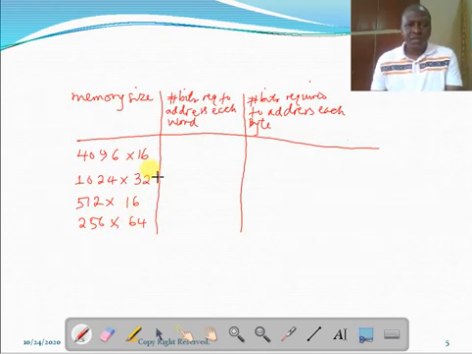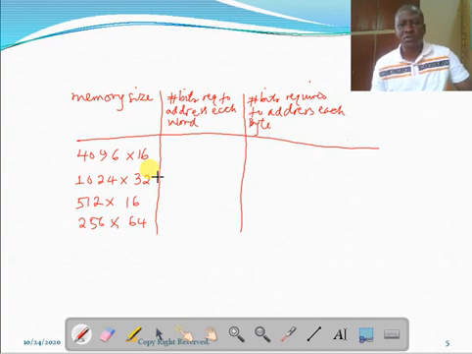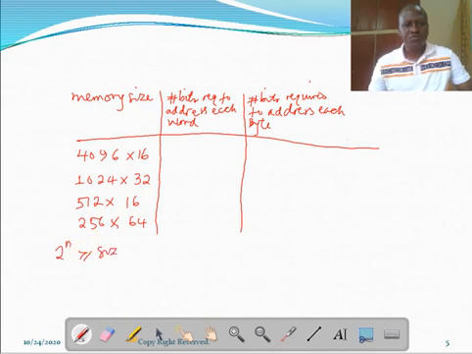Now in this slide, suppose we want to address a particular memory size, and we are asked to find the number of bits required to address each word, and also the number of bits required to address each byte. How do we go about it? Usually this is fairly simple work, and basically we make use of the formula which says 2 raised to the power of n is greater than or equal to size. Here, size simply refers to the memory size.